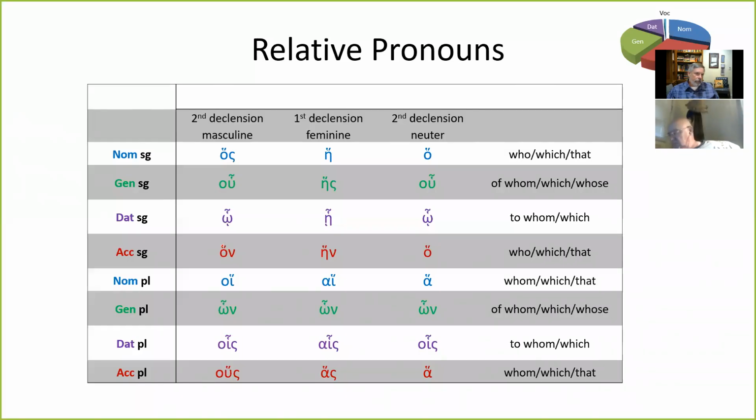And here's the relative pronouns. This is the easy part. You can look at it a couple different ways. These look like the case endings to all the nouns we learned. Or you can look at it, these are the exact same thing as the articles without the tau. So all of these should be exactly familiar. In the nominative singular, hos, he, ho.